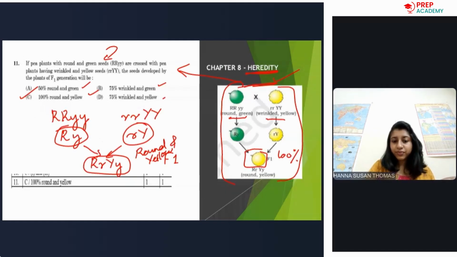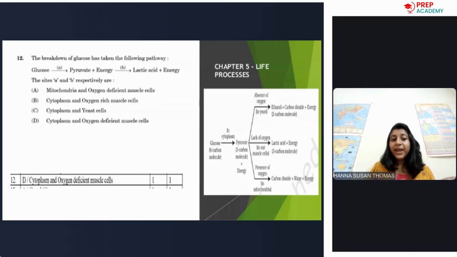the next question. The breakdown of glucose has taken the following pathway.